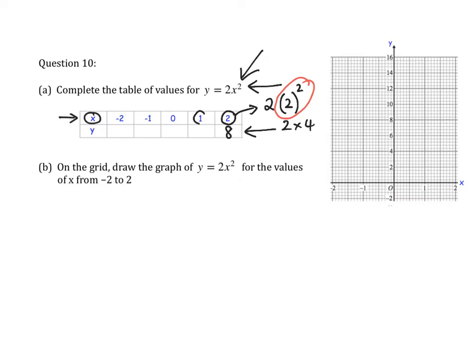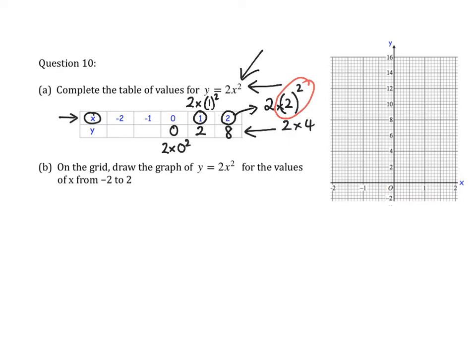Okay, now I'm going to do the value when x is 1. So we've got 2, and you might prefer it if I write it like this. That's the same thing over here. 2 times 1 squared. You've got to do the 1 squared first because of BIDMAS. 1 squared is 1, so I've got 2 times 1 is 2. Now I'm doing the 0. I'm going to do this one underneath just because of space. I'm doing 2 multiplied by 0 squared. 0 squared is 0. 2 times 0 is 0.